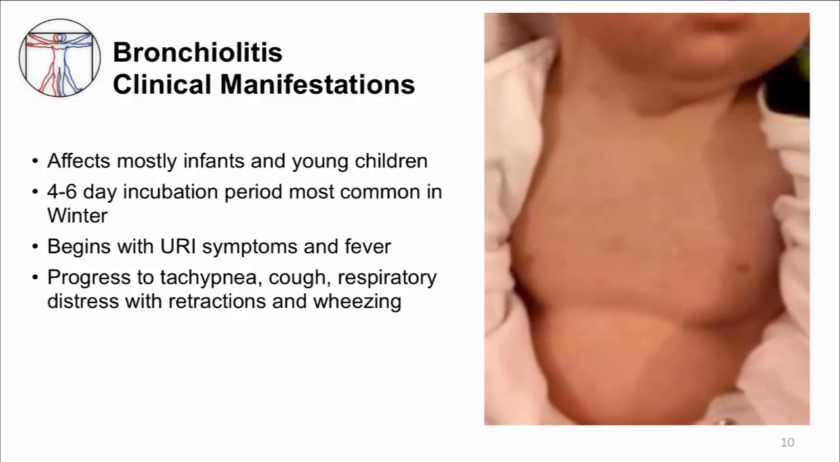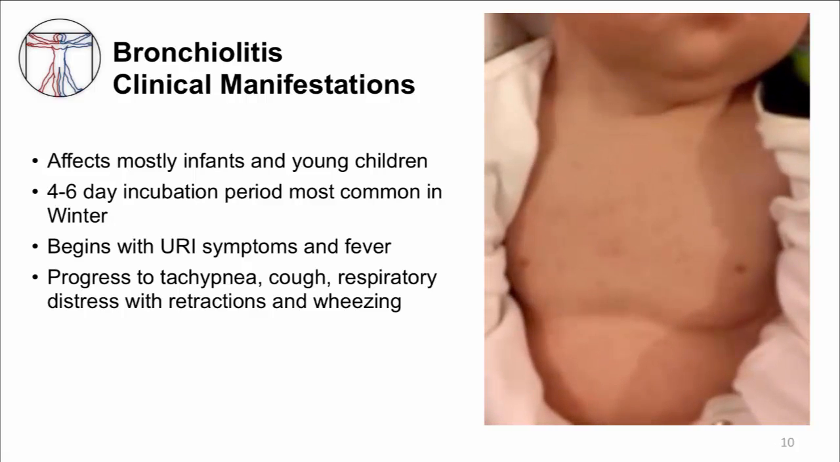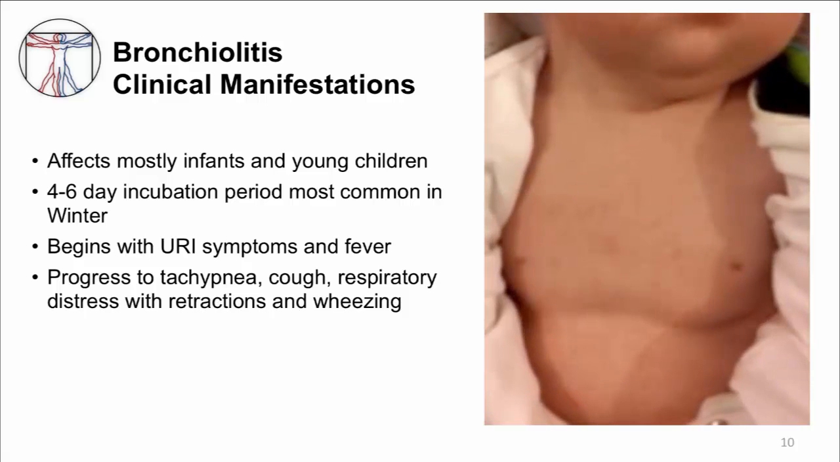What you should have noticed is that this baby is really struggling to breathe. He's breathing fast and in respiratory distress. And you can see the pulling in of the soft tissue between his ribs and above his clavicles. This is called retractions and is caused by the baby using his accessory muscles to breathe.